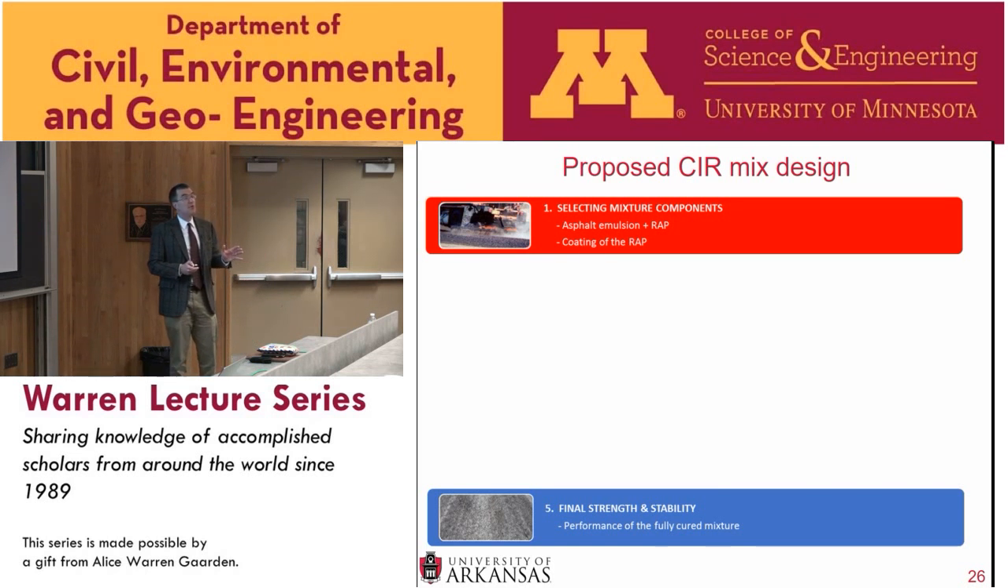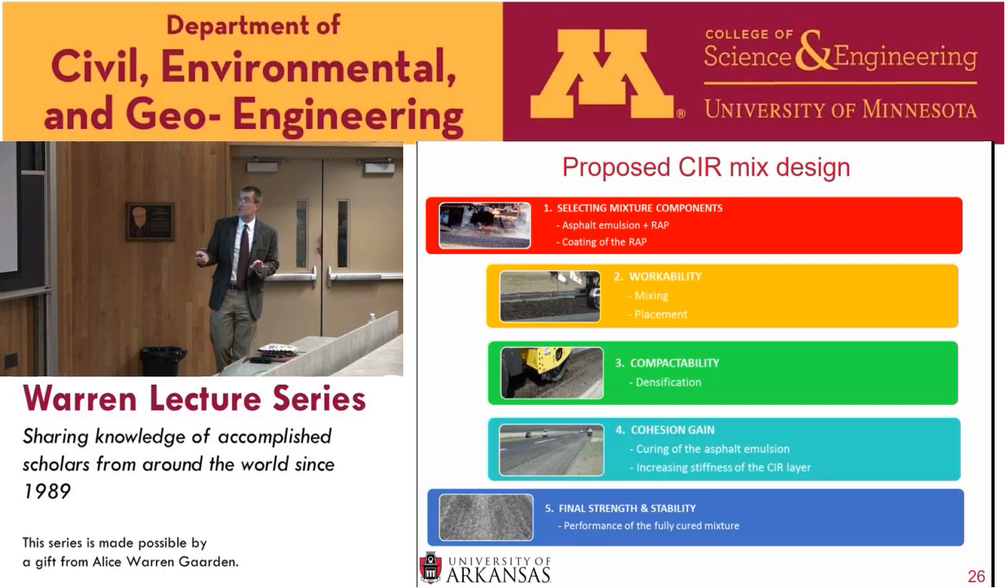However, we think there's a little bit going on between those two steps. The way that we've broken it down is into 3 additional components. We still want to select our mixture components, that's still number 1. And the final one is still our final strength and stability. These are very important things. But we propose putting 3 steps in between these 2. Specifically, workability, which is the second step. This talks about how we mix and place the asphalt emulsion with the RAP and the water and any of the additives. The compactibility, that talks about the densification.